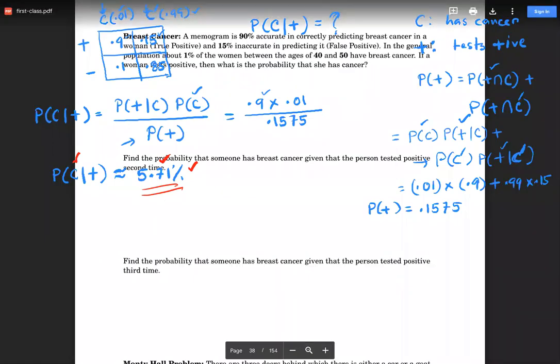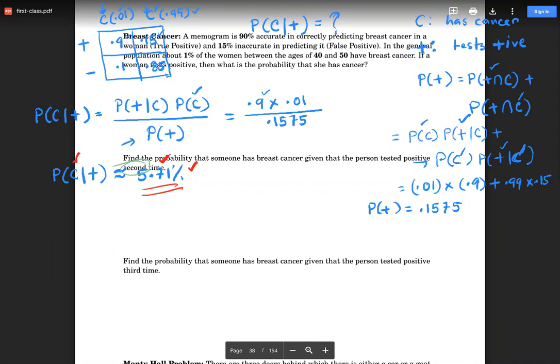Now, let's go ahead and do the second part of the problem. I'm not going to erase it, so please read it with me, okay? Here it is. Find the probability that someone has breast cancer given that the person has tested positive second time, not first time, second time. So the person already tested positive, but to be sure, they go back and test again. Okay, then what is the probability that the person actually has cancer?